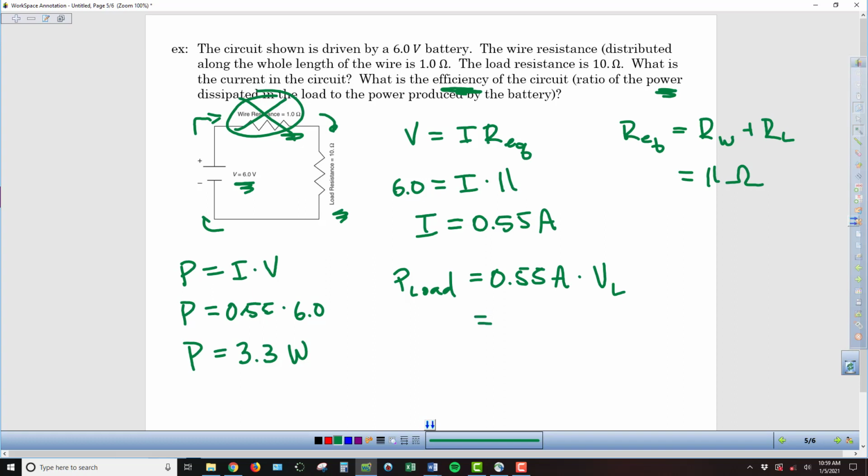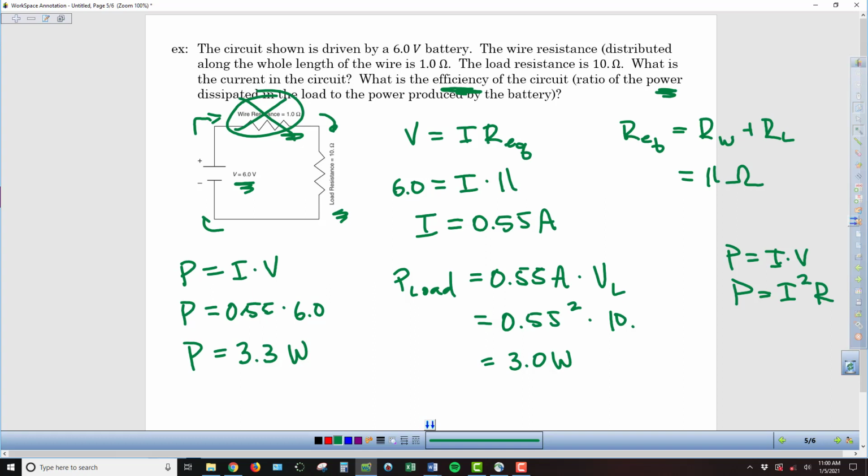So what we could do is we could rethink of the power law as instead of being I times V, we can replace V with I times R, and so then we end up with I squared times R. So if we make that substitution in this case, 0.55 squared times the resistance of 10 ohms. And so now that's a way for us to calculate that load without having to take that separate step of calculating the voltage drop across that load. And so if we multiply that out, we end up to two significant figures of a power dissipation of 3 watts.